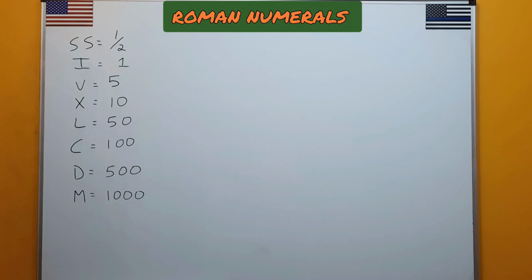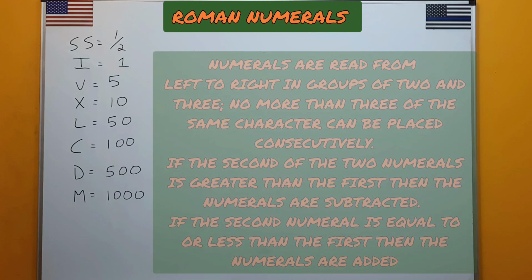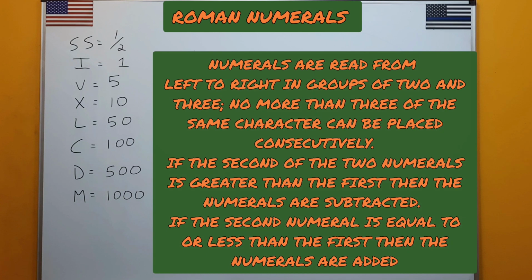The rules for reading Roman numerals are as follows. Numerals are read from left to right in groups of 2 and 3. No more than 3 of the same character can be placed consecutively. If the second of the two numerals is greater than the first, then the numerals are subtracted. However, if the second numeral is equal or less than the first, then the numerals are added.